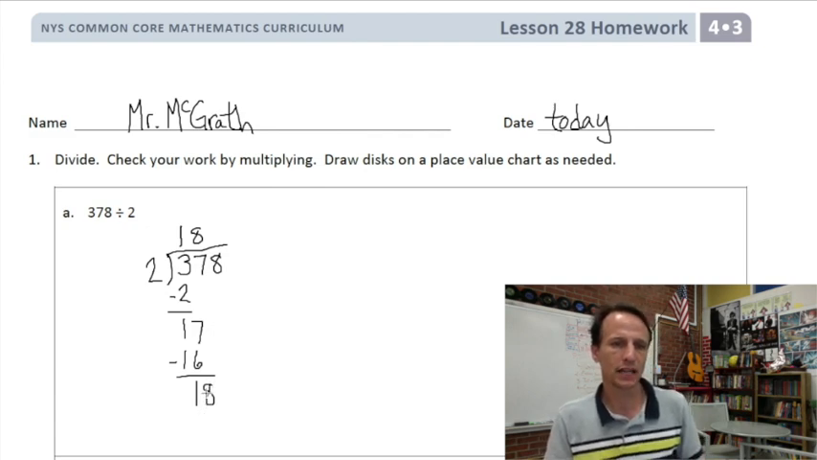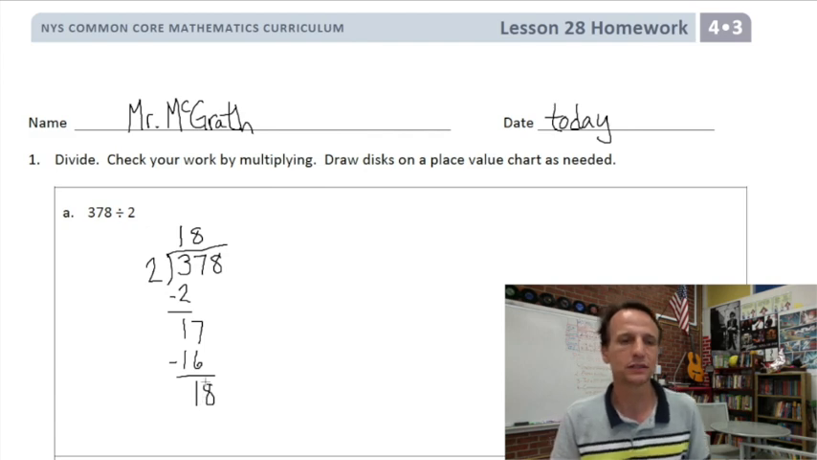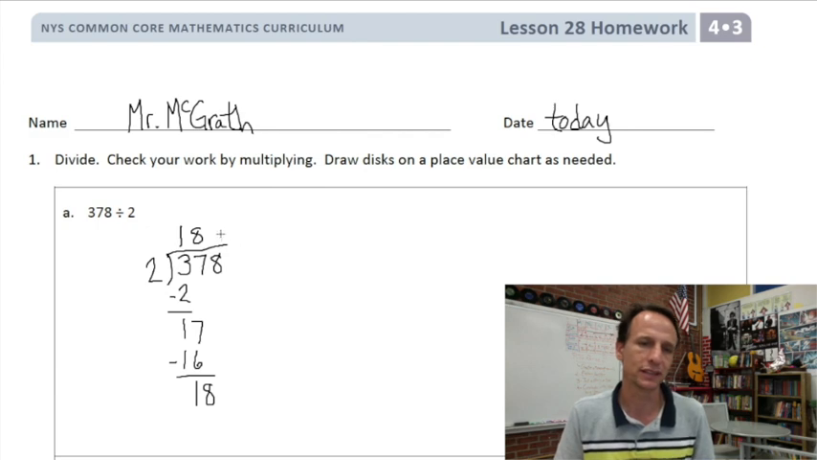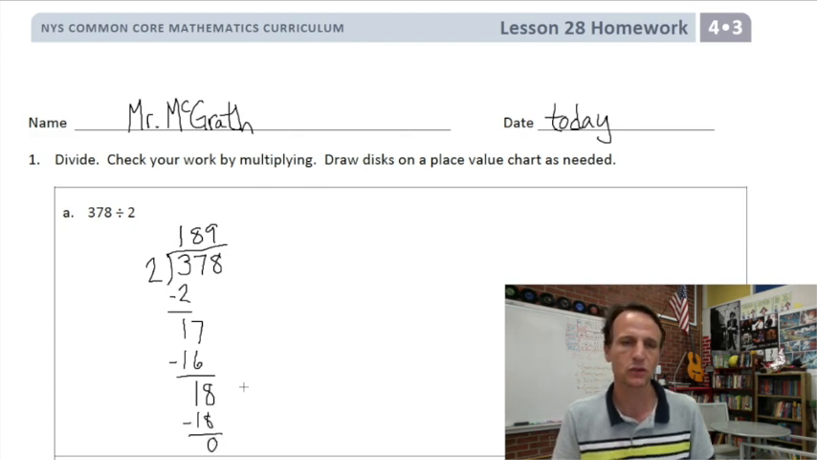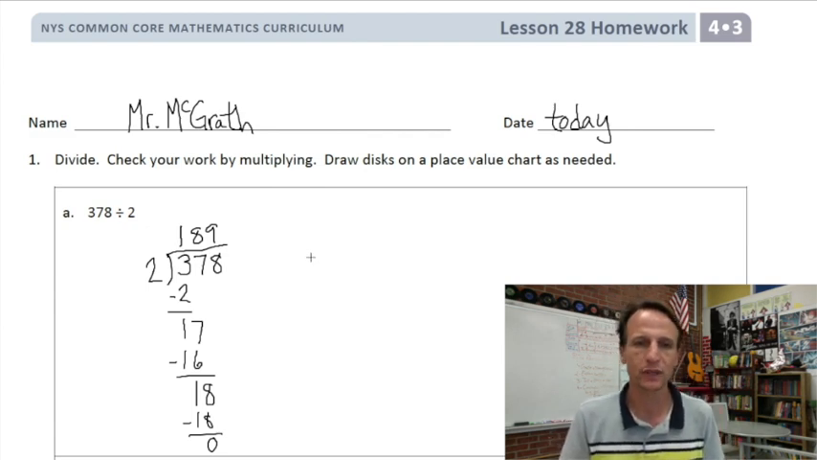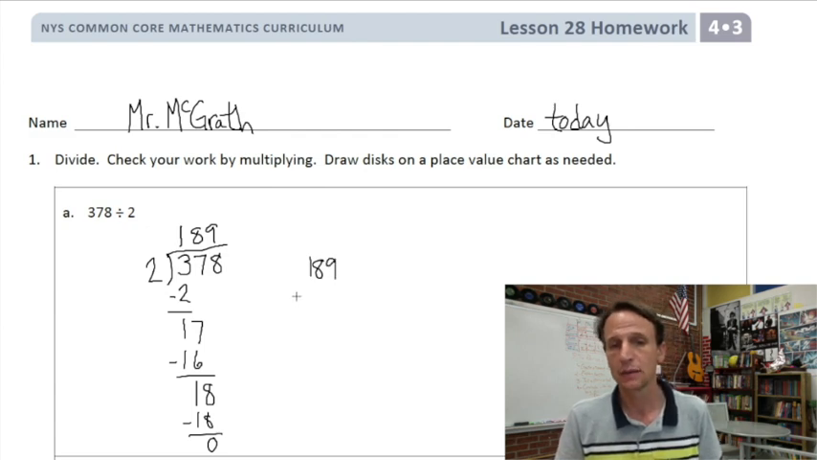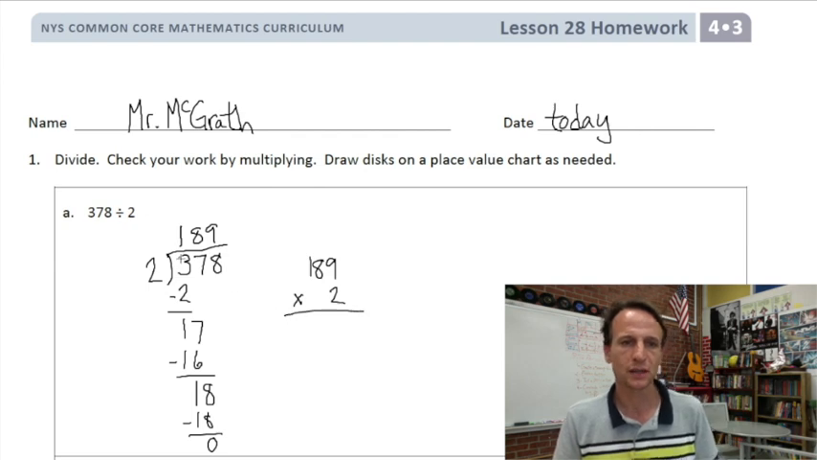So now we're looking at 18 1's. So how many 2's in 18? Well, I know this. It's 9, right? Because 9 times 2 is indeed exactly 18. Subtract, get 0, no remainder. But we do need to check our work by multiplying. So we take our quotient, the 189, and multiply it by our divisor of 2. And we should end up with 378.